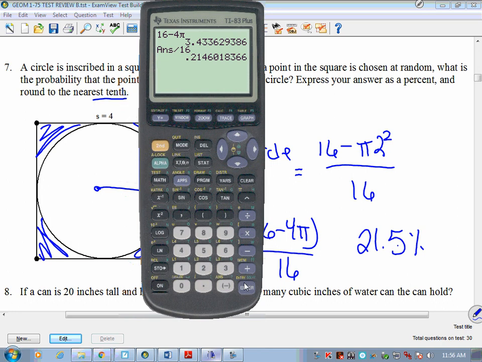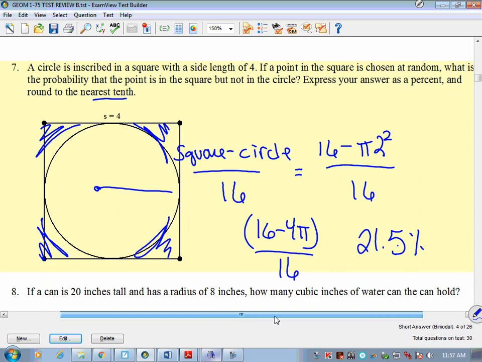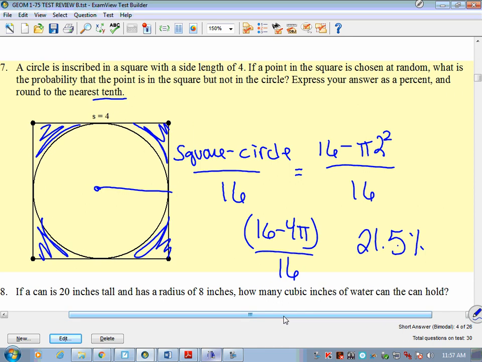16 is the total area, right? So let's fix this up here. Total area. It just happens that the area of my square is my total area, which is why 16 works both times, okay? All right. Does this make sense? You know how to solve that question? A little easier maybe than you expected it to be.